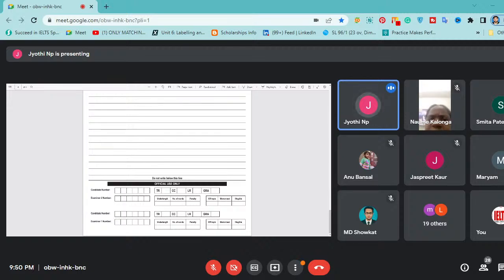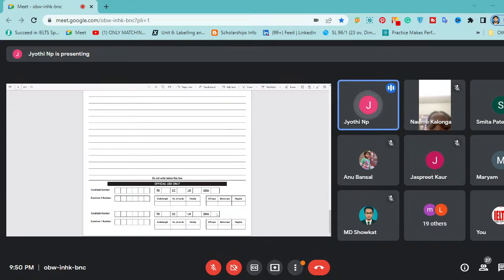The penalty is 0.5. The more words you lose, the more and more the band score goes down. Now I will show you the calculation on the whiteboard, everything. This is one examiner, this is not all.